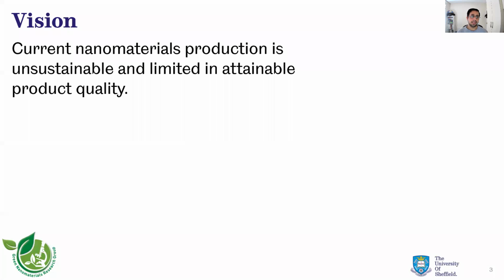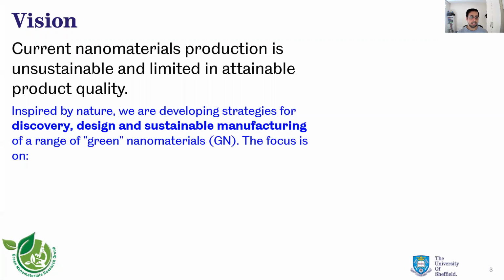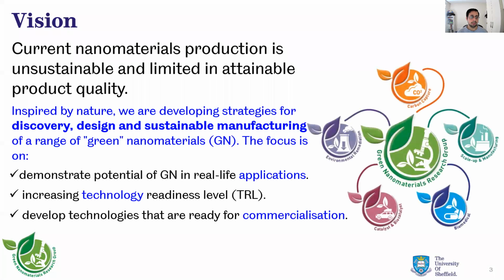So what we've identified is that current nanomaterials production is unsustainable and limited by the product quality it can achieve. Therefore, inspired by nature, we are developing strategies for discovery, design, and sustainable manufacturing of a range of green nanomaterials. The focus in our group is on demonstrating potential applications in the real world for green nanomaterials, and some of them are shown in this schematic on the right-hand side. Of course, environmental remediation is one of the key applications.